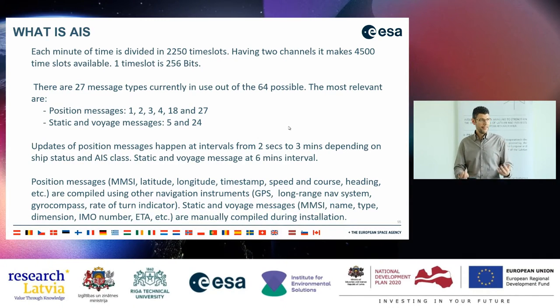And then you have the static and voyage message. So these messages provide the name of the ship, which type it is, which dimension, the length and the width. It gives you the estimated time of arrival. So very, very similar is what you see also for airplanes. So you have, for example, flight radar. You go there if you want to see if your flight is delayed. You go and see the track.